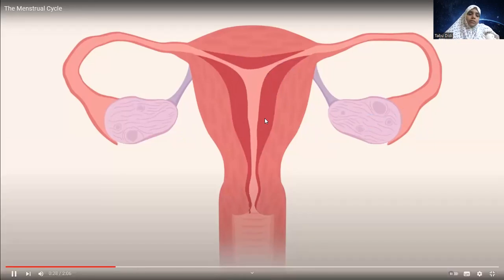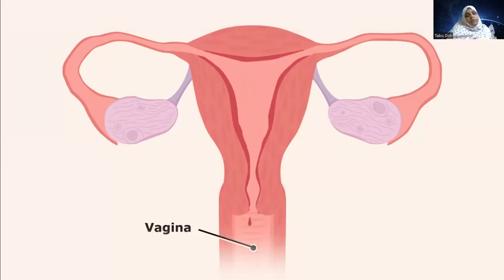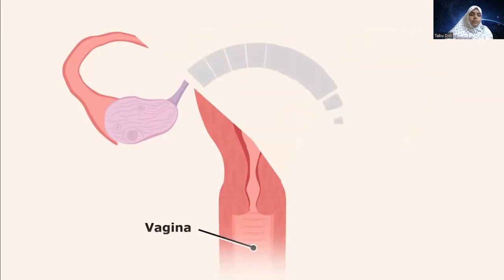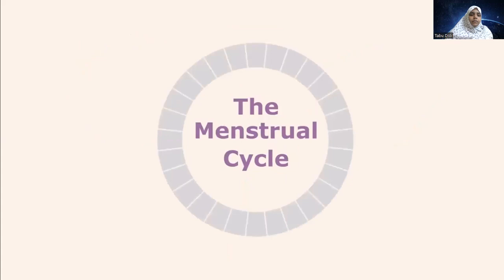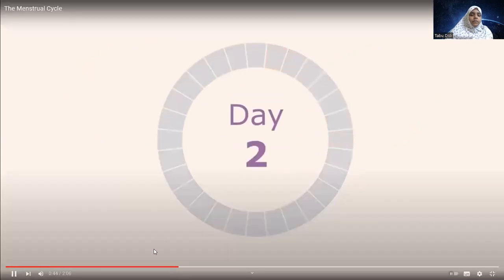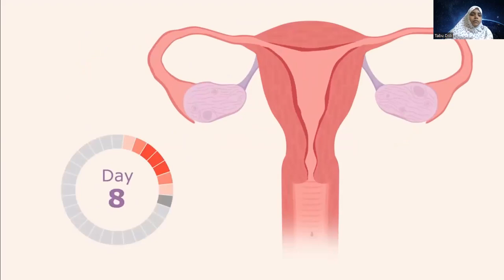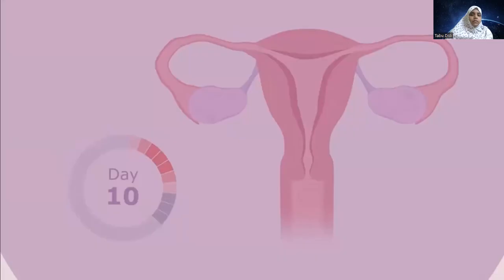During a period, blood and other tissue from the uterus leave the body through the vagina. A period can last from a few days to about a week. You may have heard doctors talk about the menstrual cycle. This is the time from one period to another, usually about 28 days. Day one of the menstrual cycle is the first day of a period. The uterus starts to shed its lining. As soon as the period ends, the uterus prepares again to receive a fertilized egg.